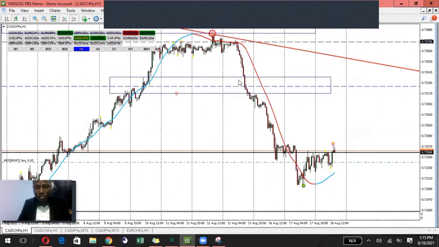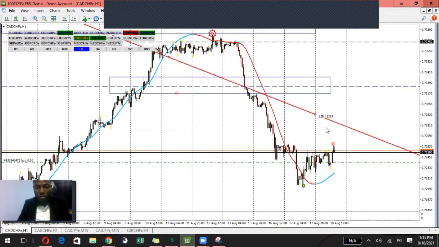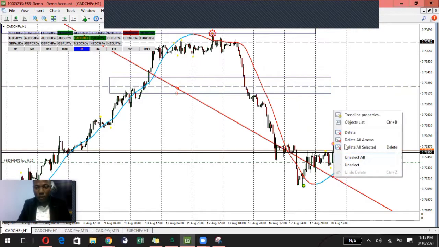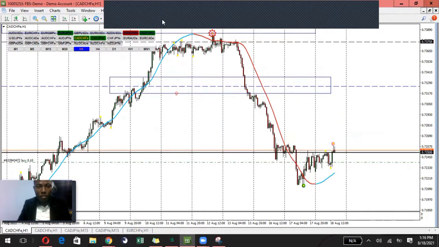Okay, CAD CHF, you can see it's now changing to be an uptrend because our trend is now changing from being a downtrend to uptrend now. You can use any technical skill with this, any technical skill.